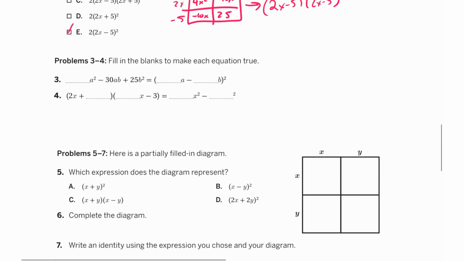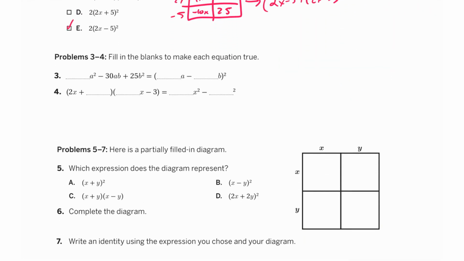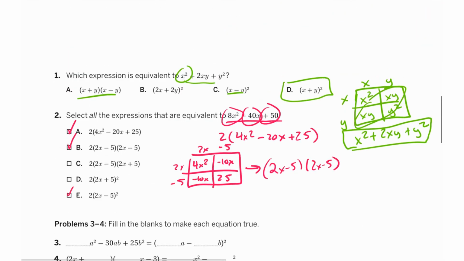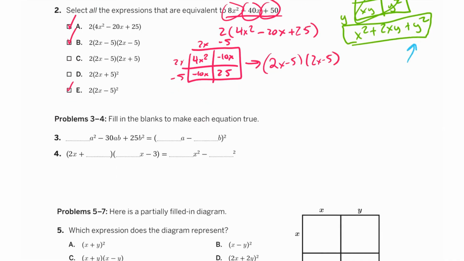For problems number 3 and 4, we're filling in the blanks to make each equation true. This one's a little bit tricky, but again, I'm going to use the idea of the identities. If I look back up at my green equation, this was x plus y times x plus y. And the last term, y times y, becomes this last term, which is y squared. So here I know that this has to be 5, because negative 5b times negative 5b becomes positive 25b squared. So that's where I got my first number from.